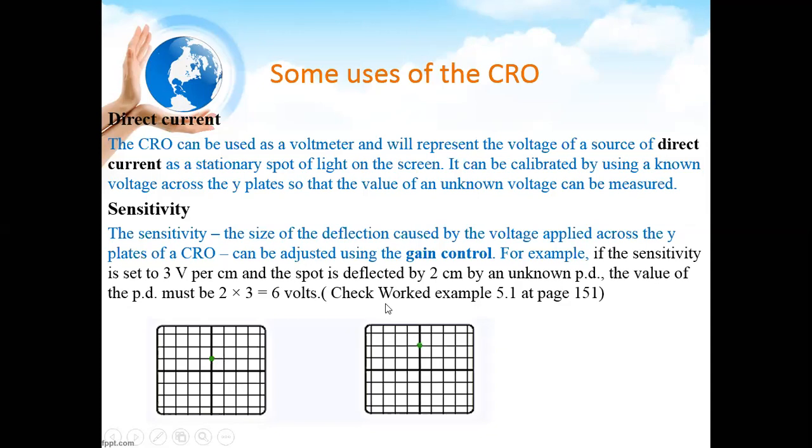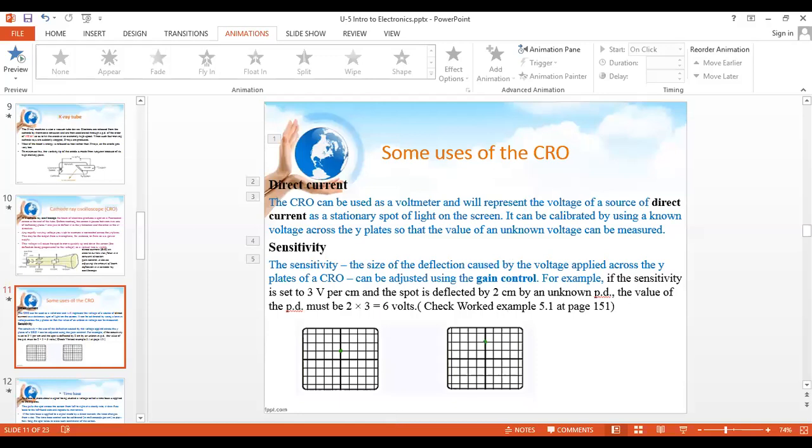So like when I sent you the note, I told you to check the Word example 5.1. It's at page 151. Let me show you there also. Just a second. All right, here there is an example.